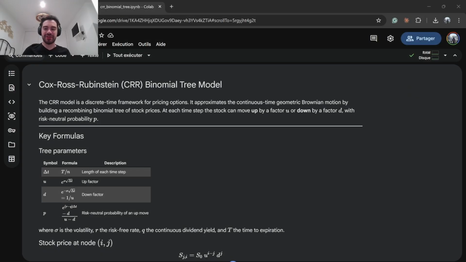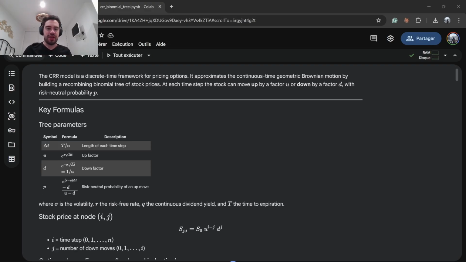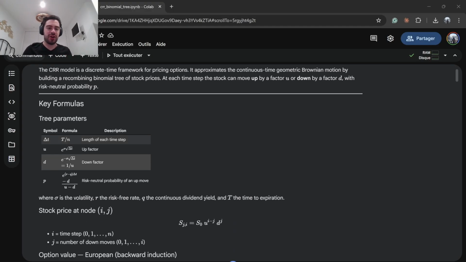So let's start coding. Well, the Cox-Ross-Rubinstein, also known as the CRR binomial model, is a discrete time framework for pricing options. So instead of assuming stock prices move continuously, we break time into small steps. And in each step, the stock price can either go up by a factor called u or go down by a factor called d. And how are those factors calculated?